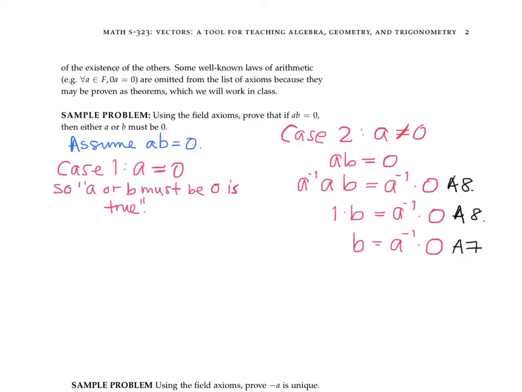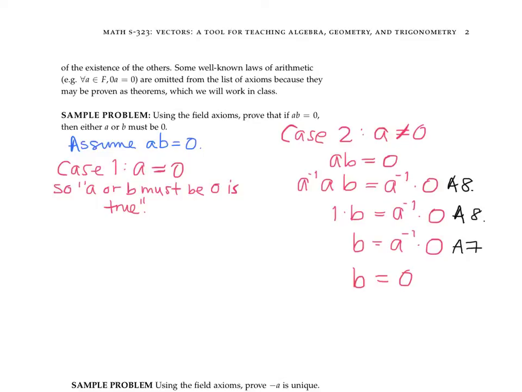Now let's take a look at that right-hand side. A inverse times 0. A inverse times 0 is equal to what? Well, you would be absolutely right in saying that anything times 0 is equal to 0. So we can simplify that right-hand side down to 0, and lo and behold, we've deduced that when A is non-zero and the product of A and B must be 0, we've used these axioms to deduce that B is equal to 0.